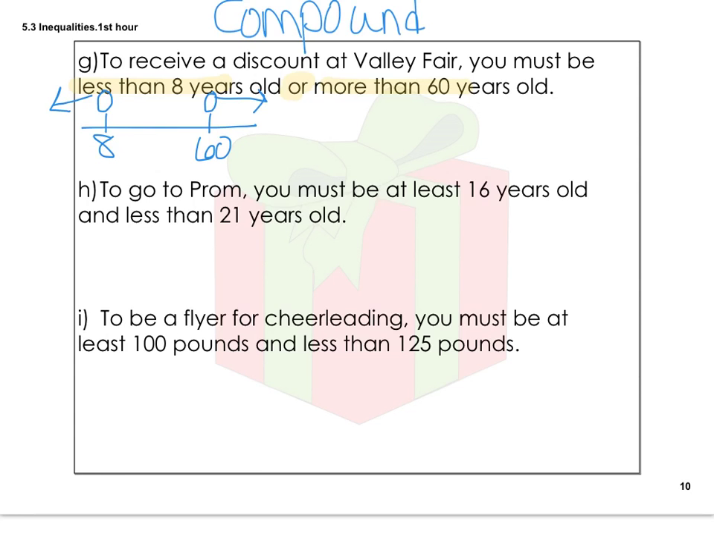So you'll notice here that we have two parts to our graph that don't overlap. These just require us to write two inequalities connected with the word "or," because you just have to be one or the other. And you'll see the word "or" in the problem. So this one is x is less than 8 or x is greater than 60. Again, as long as someone going to Valley Fair met one requirement or the other, they would get that discount.